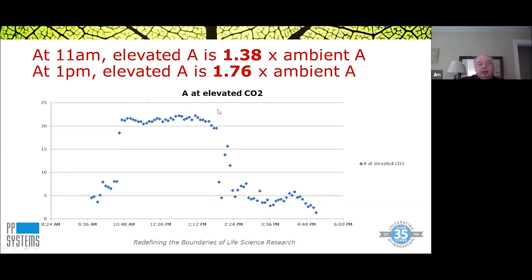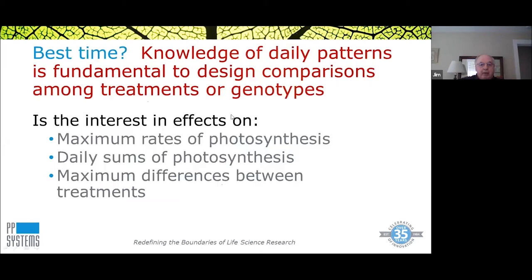You wouldn't know unless you had done some diurnal curves that you could get such different answers at different times of day. And then you have to make a decision about when you want to do this. So the best time of day, knowledge of daily patterns, is fundamental to designing comparisons among treatments or genotypes. Is your interest in the effects of maximum rates of photosynthesis, daily sums of photosynthesis, or the maximum differences between your treatments, whatever they are, genotypes or treatments?